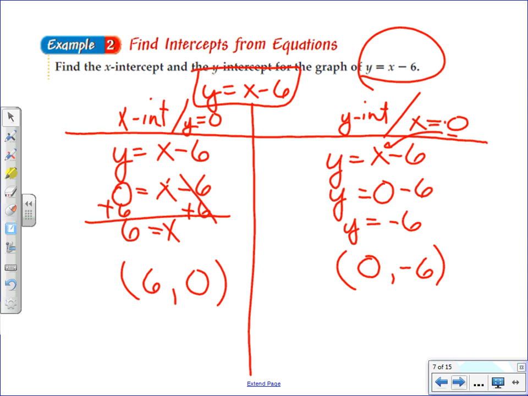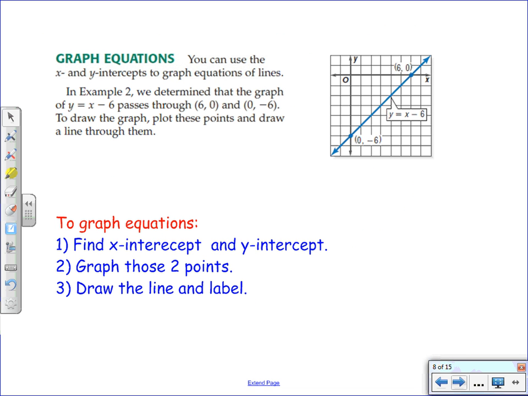You might want to watch this part again. Listen to it one more time. All right, you can also graph equations when you know the x and the y-intercept.